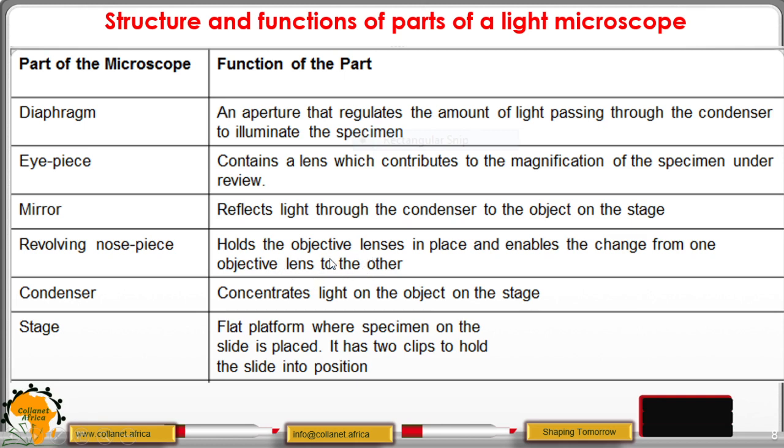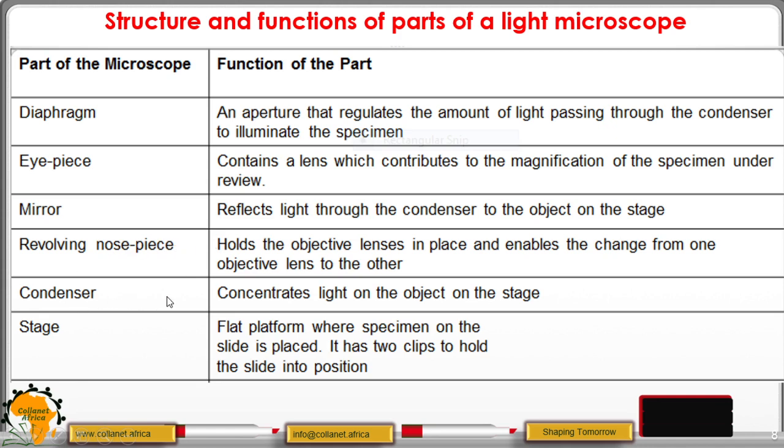For the objective lens, we have three types. We have the low power objective lens, the high power objective lens, and the medium power objective lens. When we are viewing a specimen on the stage, we begin with the low power, then the medium power, and then the high power objective lens. It is possible to change those powers through the use of the revolving nose piece.